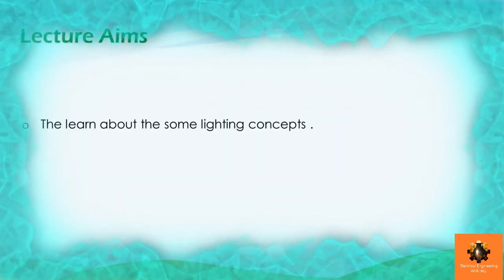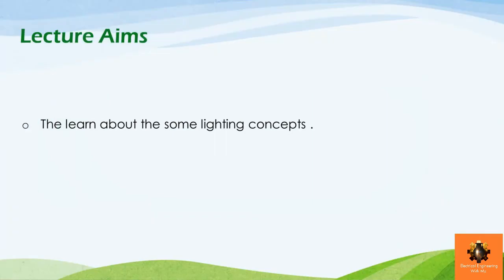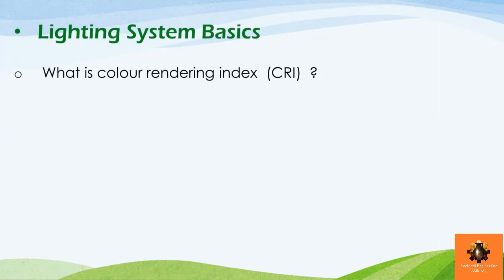The aim of this tutorial is to continue understanding some basics related to the lighting system that will help us greatly in the lighting system design. So let's go ahead. First of all, we need to know what is the color rendering index. This term is very important as we will use it much later, so let's discover it.